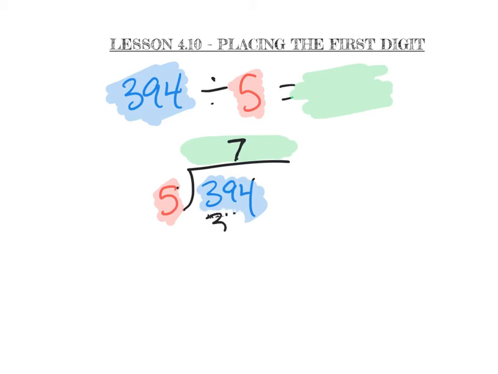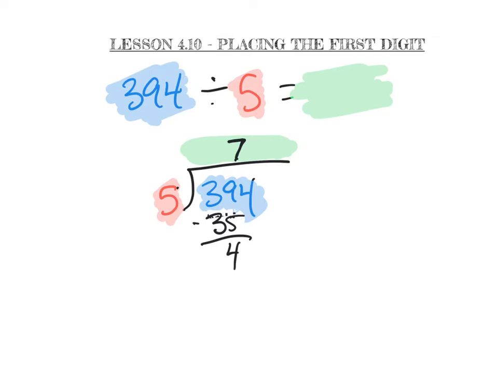Gives me 35. Perfect. And then what is the difference? How many tens do I have left over? 39 minus 35. I have 4 tens left over. Perfect. Now, can I divide 4 tens equally among 5 groups? No, I cannot. So I have to regroup them as ones. So my 4 tens, poof, magically turn into 40 ones.